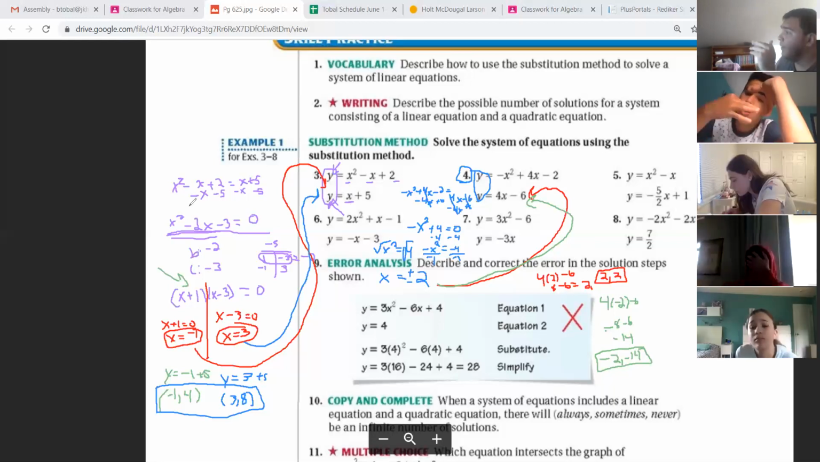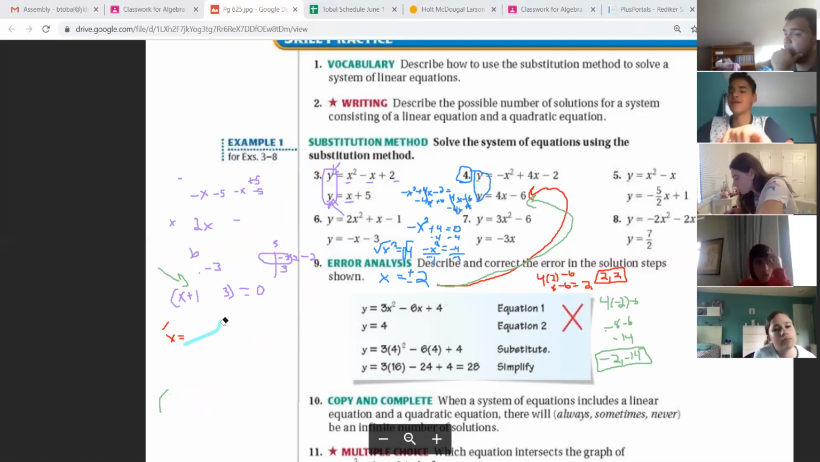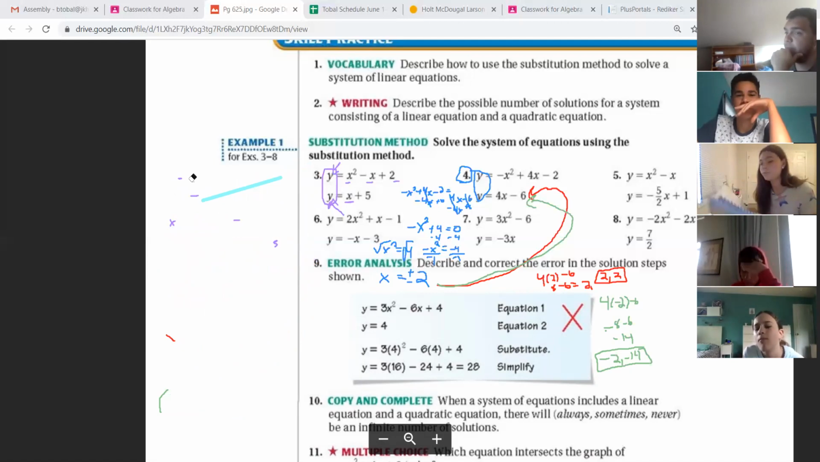Okay. I'm going to clear up what's on the board, and I'm going to do 6 and 7, just to make sure we all get this. Okay, so number 6.